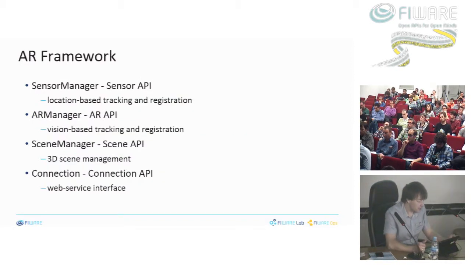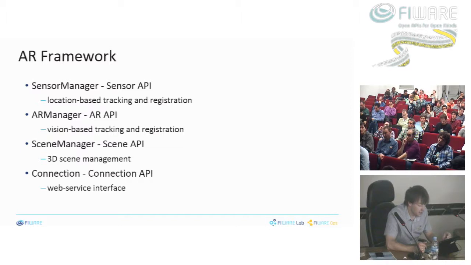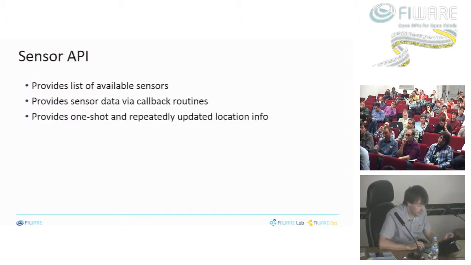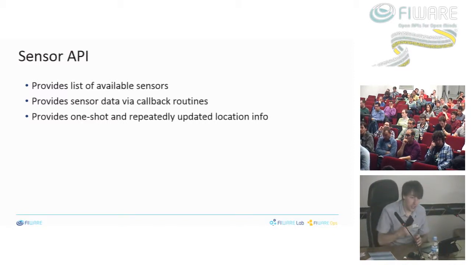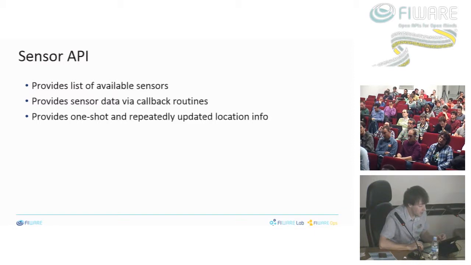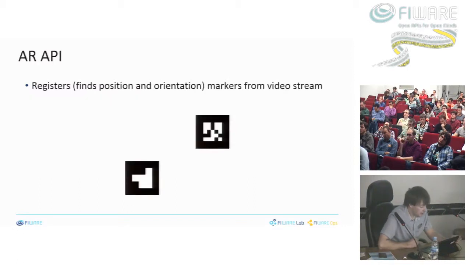This GE consists of 4 APIs, which are the sensor API, the AR API, and the scene and connection API. I just picked 2 of them. For instance, the sensor API provides the list of available sensors within a device, like the device orientation sensor, the geolocation, the accelerometer, the gyroscope and so on. And you can interact with those sensors using the sensor API. And the AR API allows to register and find markers in a video stream. We already saw this jumping teapot this morning as one of the examples.